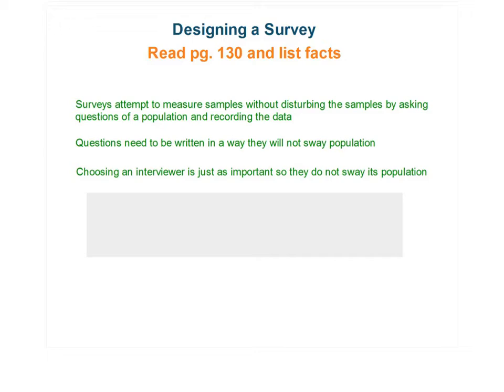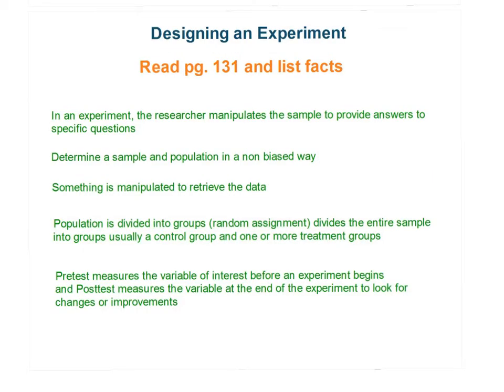Okay, so that previous slide was specific for an observational study, and now let's look at designing a survey. This is on page 130. When you're designing a survey, surveys attempt to measure samples without disturbing the samples by asking questions of a population and recording the data. Questions need to be written in a way that they will not sway the population. And choosing an interviewer is just as important so they do not sway the population.